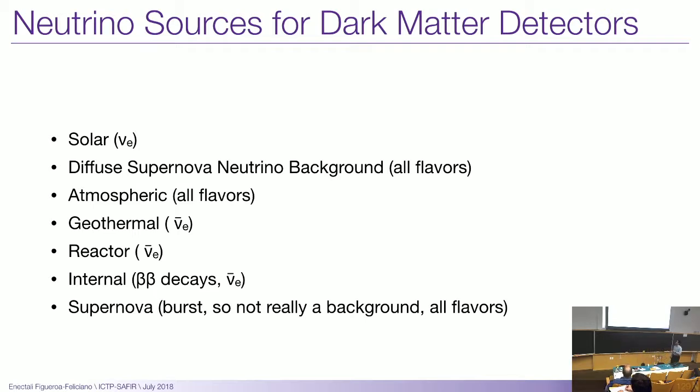And then there are neutrinos from your own detector. You can have a detector that has some radioactive decay that produces a neutrino. And so depending on the process, you might actually see your own detector's neutrinos. And then there are supernovae, which happen in a burst, so they're not really a background, it's more like a signal, but it's another thing that a dark matter detector might be able to see. If you have a close by supernova, it's going to generate a burst of neutrinos, and a big enough dark matter detector might see those.